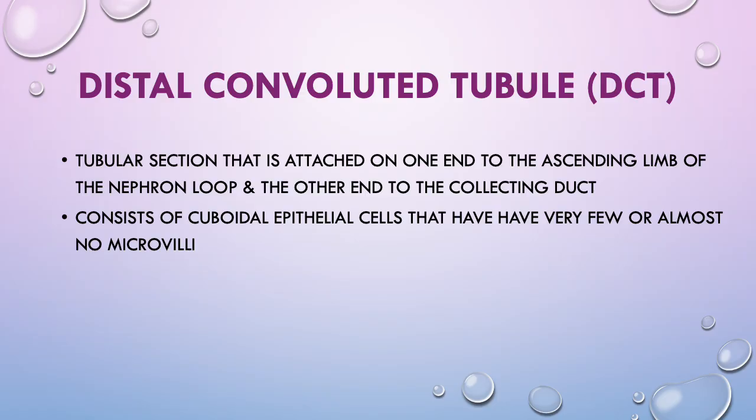Then we have the distal convoluted tubule. This one is the farthest away from the glomerulus, right? This one is attached to the end, as it says here, and also attaches to the collecting duct. It consists of cuboidal epithelial cells that have very few or almost no microvilli. Nevertheless, there's reabsorption here and also secretion.